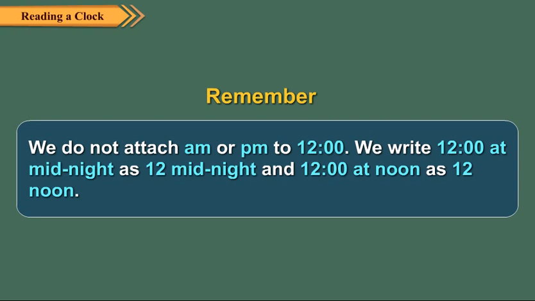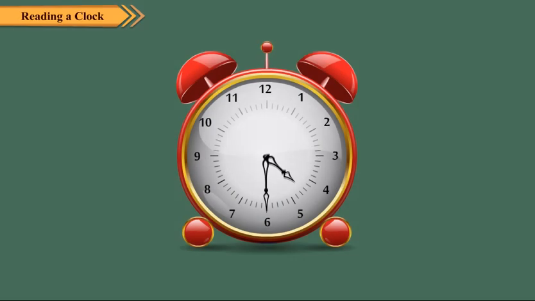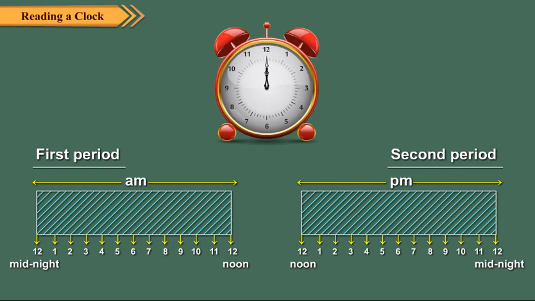Remember, we do not attach AM or PM to 12. We write 12 at midnight as 12 midnight and 12 at noon as 12 noon. In the commonly used 12-hour clock system, the day is divided into two 12-hour periods. The first period is from 12 midnight to 12 noon and is denoted as AM. The second period is from 12 noon to 12 midnight and is denoted as PM.